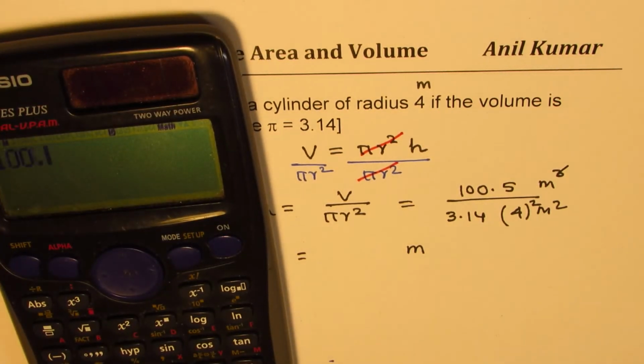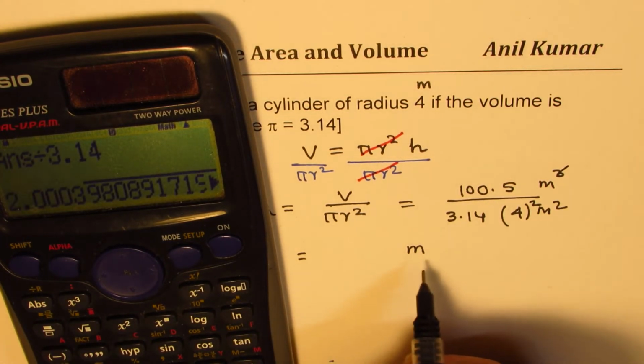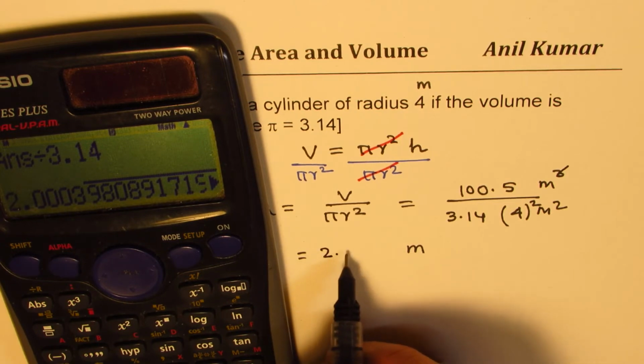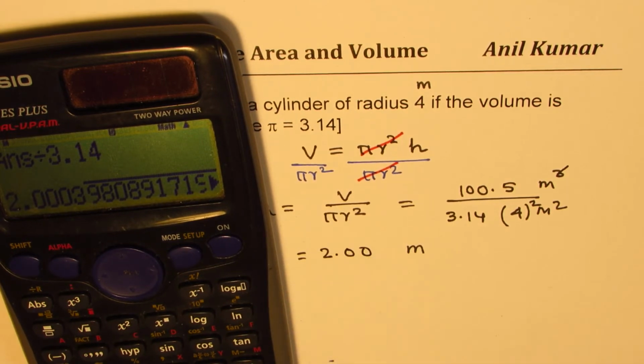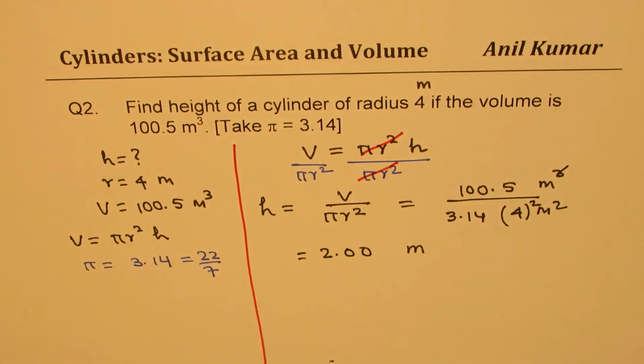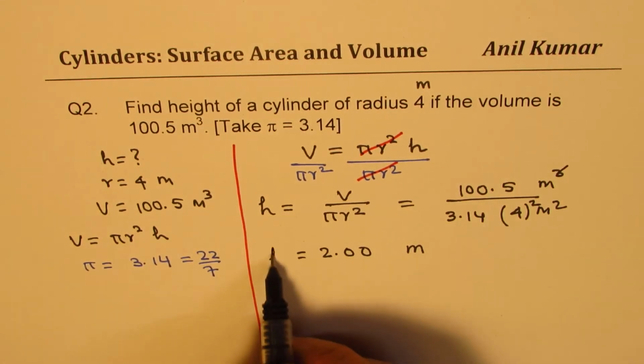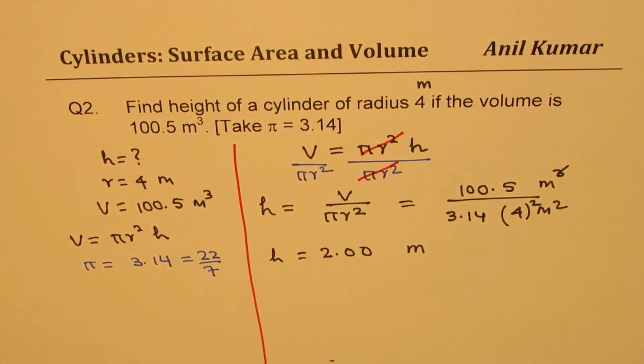We have 100.5 divided by 4 squared. Let's divide by 4 squared first, and then the result we'll divide by 3.14. So use your calculator and get the answer in decimals. So it is 2.00, right? And meters. So it is just 2 meters. So we get height equals 2 meters, correct? So that is how you could use the calculator and find the answer.